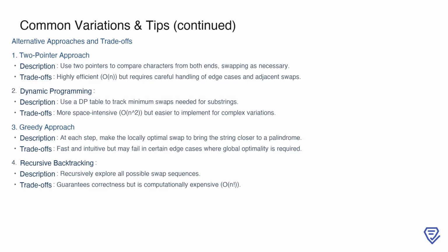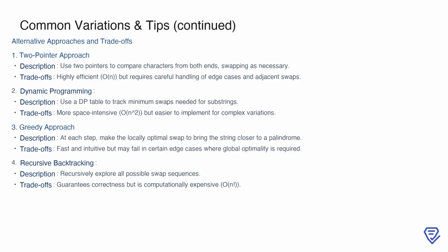A dynamic programming approach is another option. By maintaining a DP table to track the minimum swaps needed for substrings, you can systematically build a solution. While this method is easier to implement for complex variations, it comes with a higher space complexity of O(n squared).